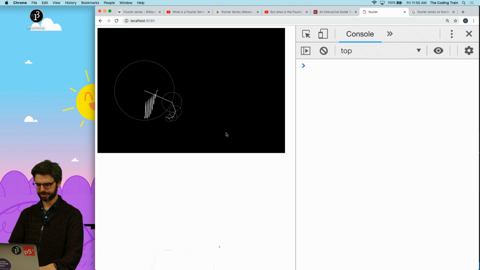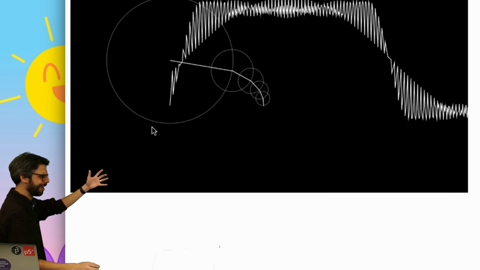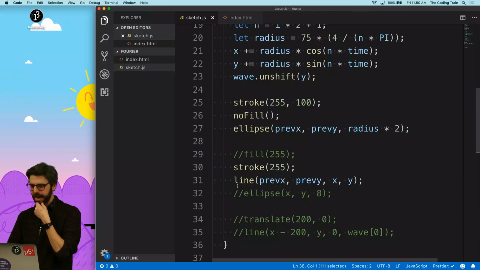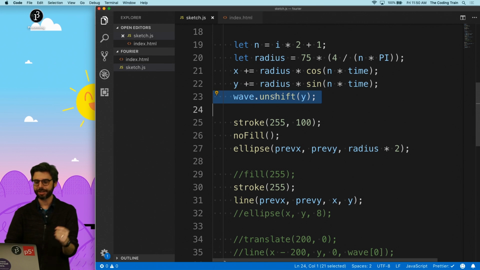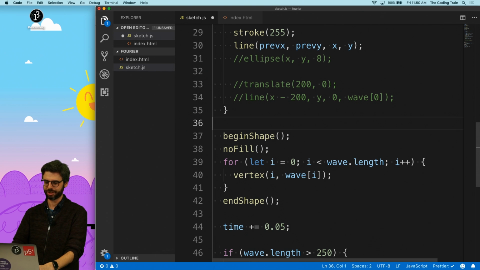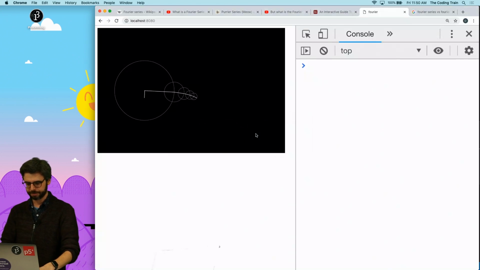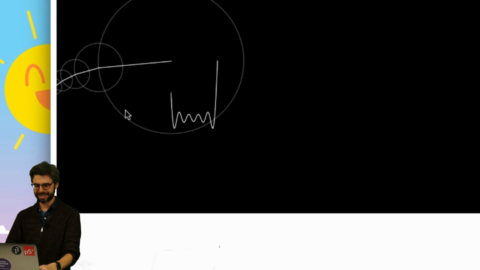If I put it back, well, what's going on? I'm getting some crazy thing here. I don't even know what's going on. Oh, I'm pushing all the values. I just want to push the last value. Actually, this is going to be a much easier fix, I think. I just want to push the last value after the loop is over. And there we can see, there we go.